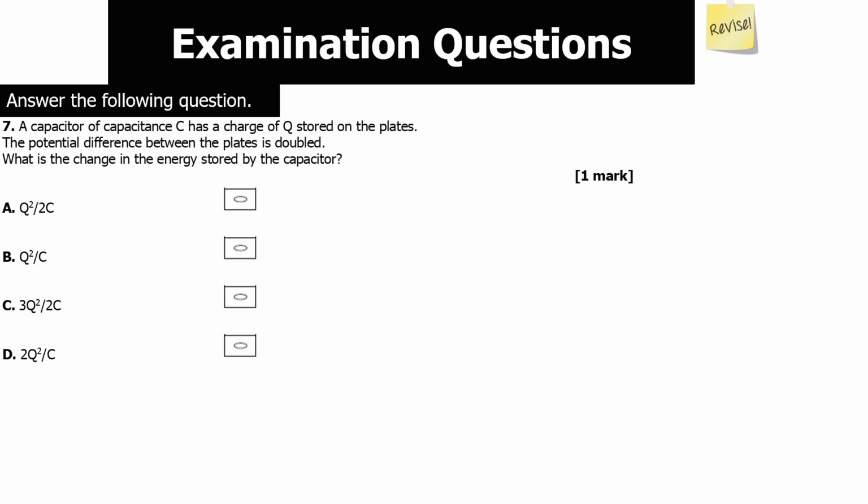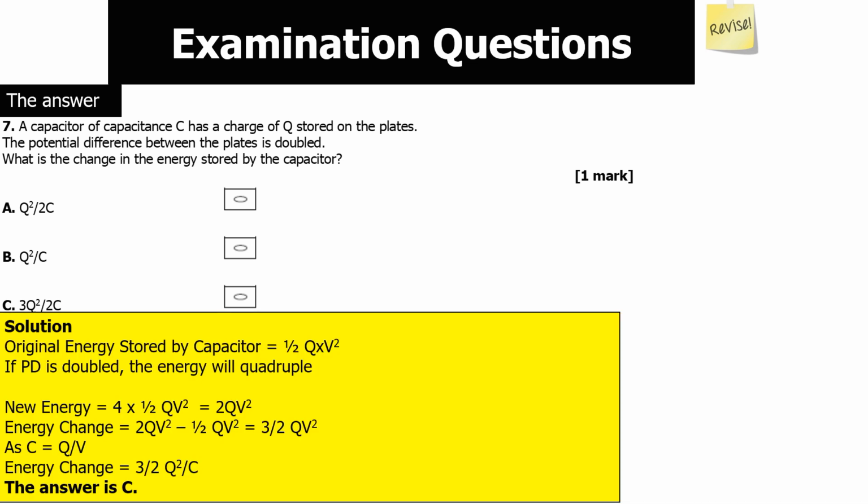The next question says, a capacitor of capacitance C has a charge Q stored on the plates. The potential difference between the plates is doubled. What is the change in the energy stored by the capacitor? So pause the video now, then unpause the video when you want to go through your answer. Right, so how to answer this question?